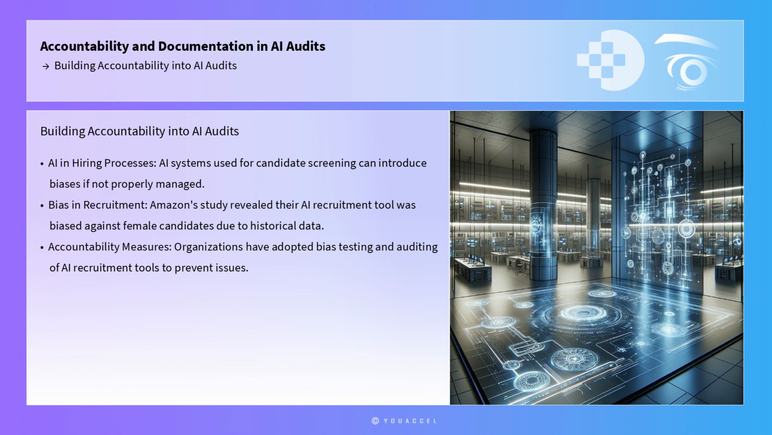In response, organizations have adopted accountability measures such as bias testing and auditing of AI recruitment tools to prevent similar issues. These measures include evaluating the datasets used for training AI models, testing the models for biased outcomes, and implementing corrective actions where necessary.